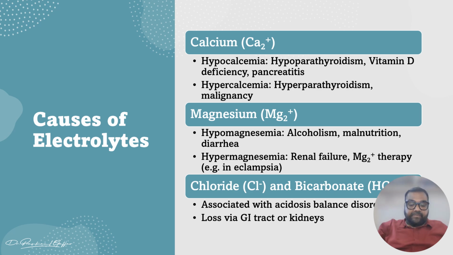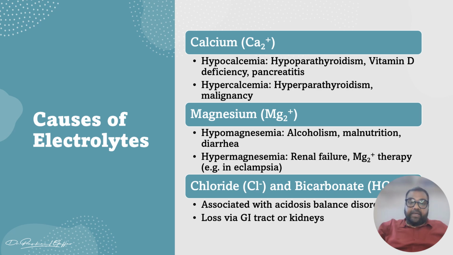So in the calcium, Ca2, the normal value is 8.5 to 10.5 mg per dL. So what are the causes of the hypocalcemia? Hypoparathyroidism: the parathyroid hormone is not working properly, so calcium metabolism will not happen. Vitamin D is also a contributor to the metabolism of calcium. So in the case of vitamin D deficiency, again we can find hypocalcemia.